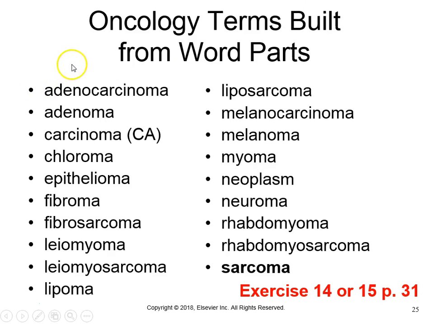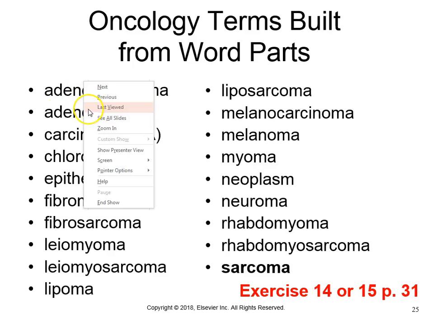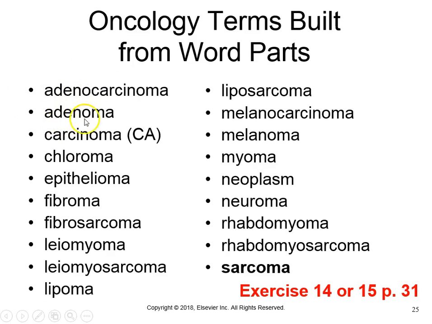So for example, adenocarcinoma. I know that -oma means tumor, of the gland, and then in this case, cancer. So this would be a cancerous tumor of the gland. Whereas an adenoma would just be a tumor of the gland. A carcinoma would be a cancerous tumor.